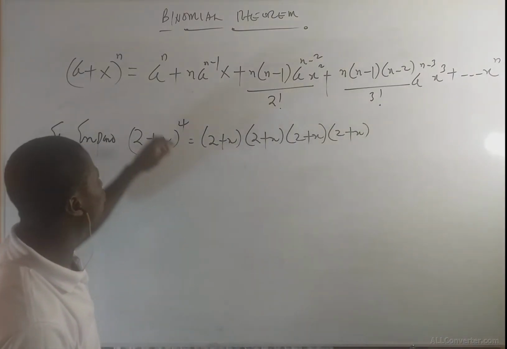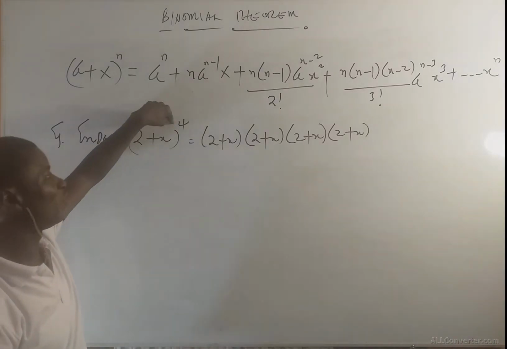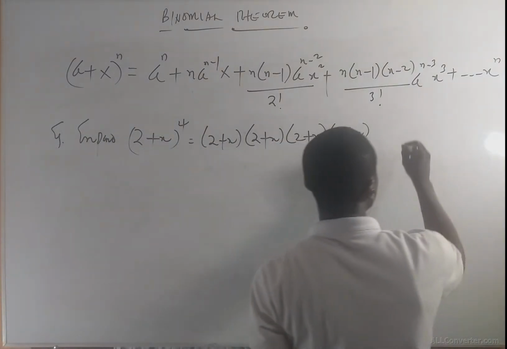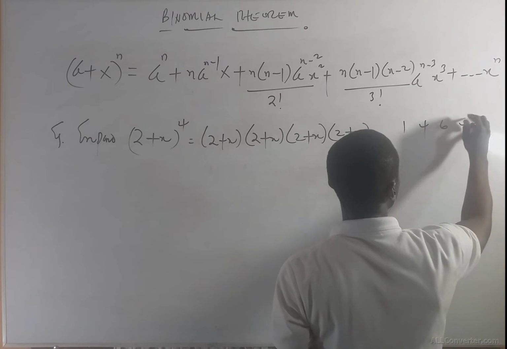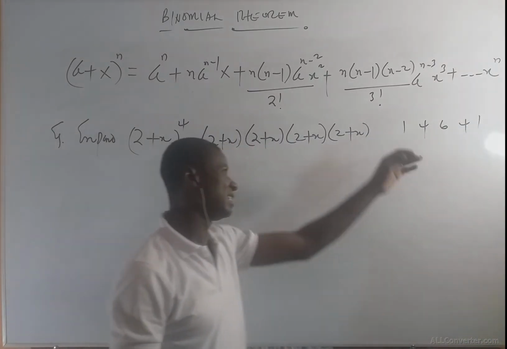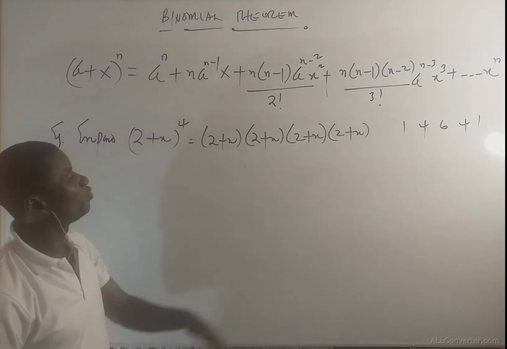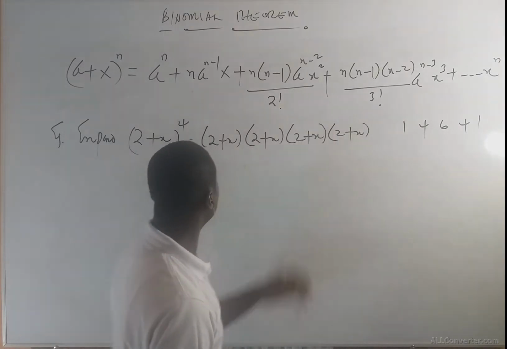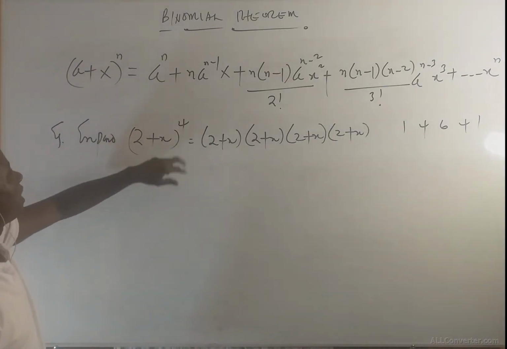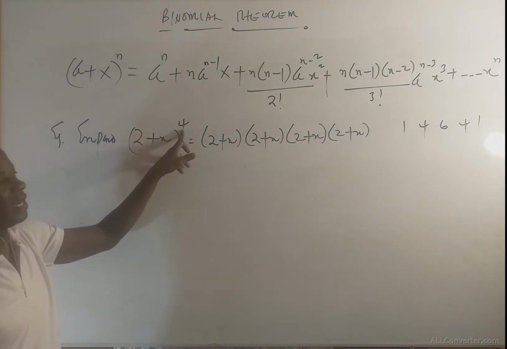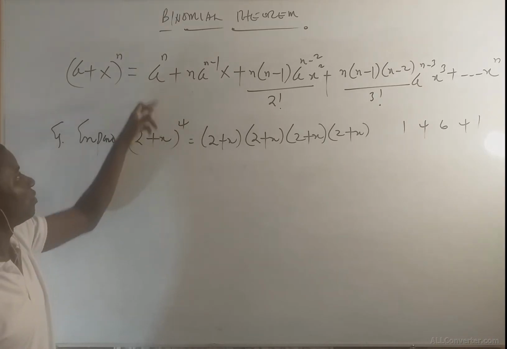And even if you want to use the constant coefficient of the fourth exponent, that would be 1, 4, 6, 4, 1. And I guess you know why this is. Now, if you want to use the constant coefficient, it's also tedious. But don't forget that this is a definite positive integer. So that's why you are going to use this formula.